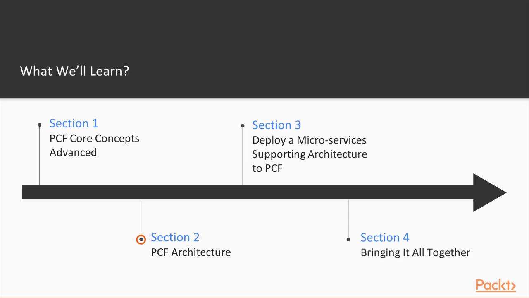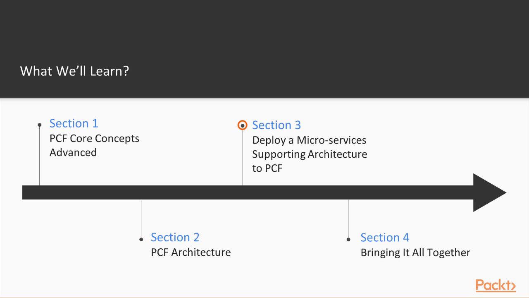And for Section 2, we'll be going in-depth into PCF architecture. We'll be going into the Garden container, the cloud controller and the Cloud Foundry API, the Go router, the Diego brain, high-level load balancing using F5, internal PCF authentication with the UAA server, the Diego brain, and allocation of resources.